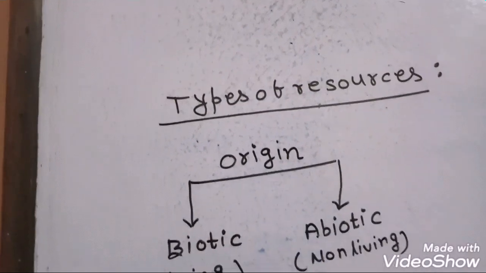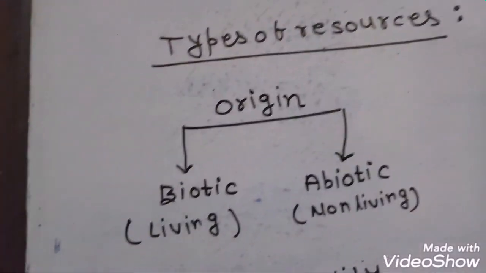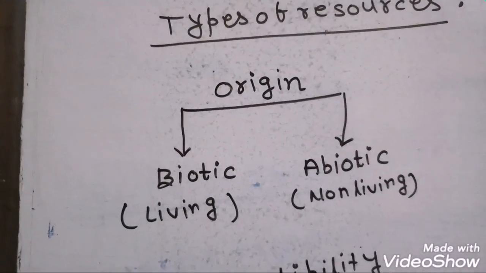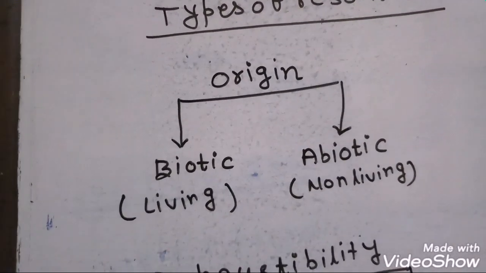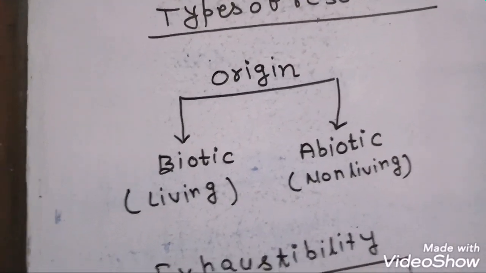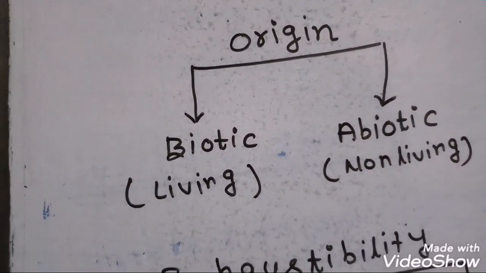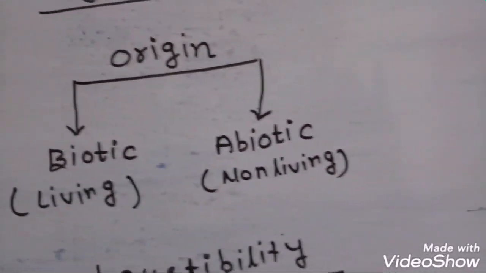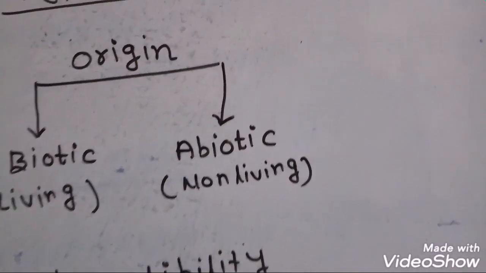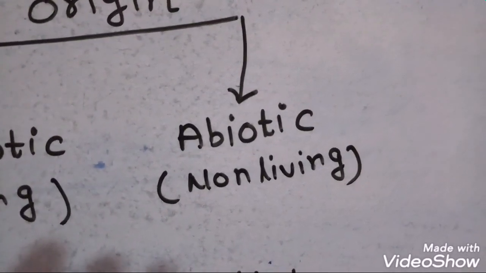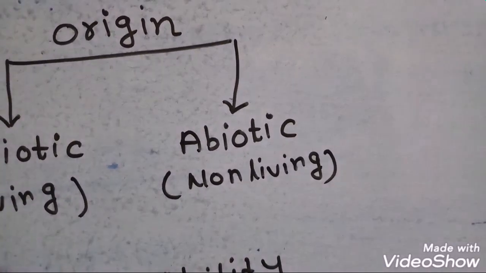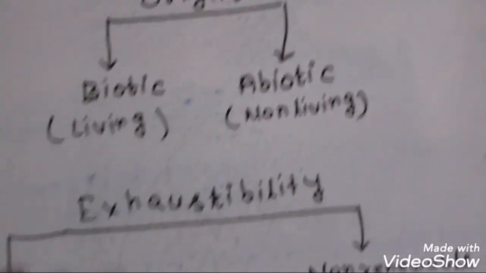Now we can classify resources on various aspects. On the basis of origin, it can be divided into two parts, biotic or abiotic. The living components are termed as biotic. Example, human beings, plants, animals. Non-living components can be termed as abiotic. Example, land, soil, air, water.